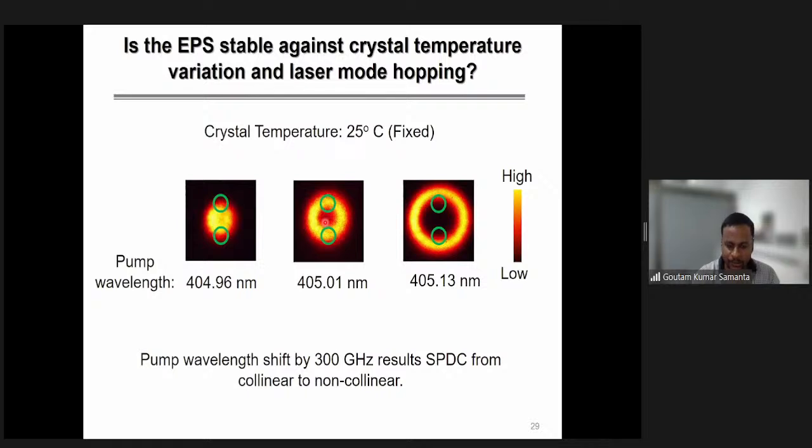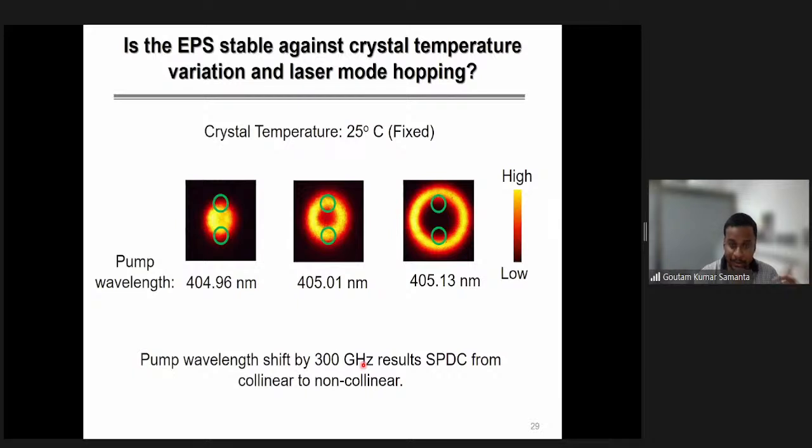So in that case, we try to see, if there is a change in the wavelength of the laser diode, which you cannot really control, what will be the change in the SPDC photon. You can see here it's a Gaussian distribution, going to the annular ring anywhere. So a simple frequency shift of 300 gigahertz will make my system miss all the photons. So you cannot really ignore this.